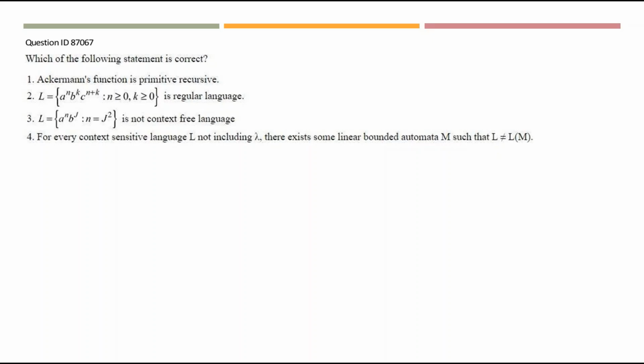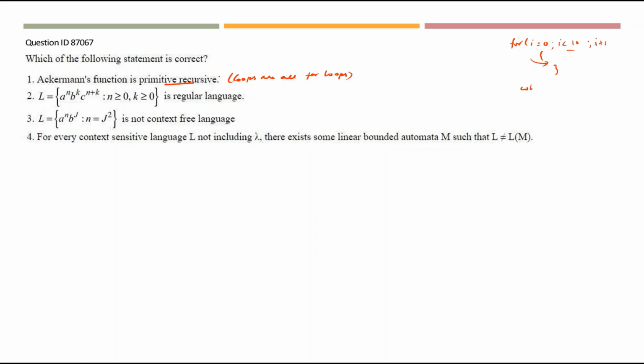Let's start with the first statement. Ackermann's function is primitive recursive. First, let's understand what a primitive recursive function is. It's a function computed by a program whose loops are all for loops. It means the upper bound of the number of iterations can be determined before entering the loop. Before entering the body of the loop, we will know how many iterations it has to go. So during every iteration, we'll know what the upper bound is.